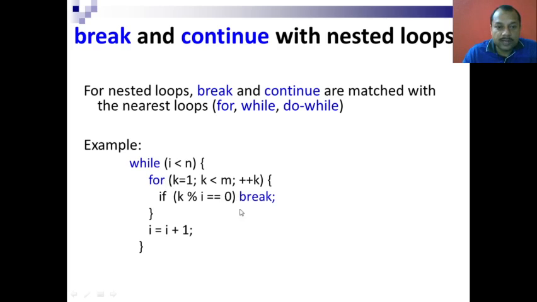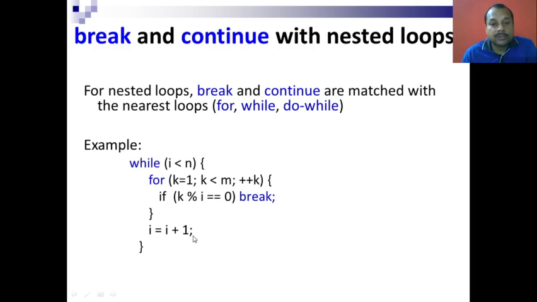So this break will come out from here to this position, and then after this break, i equals i plus 1 will start executing. If this condition is not evaluated as true, then it will go back to the for loop and the for loop will keep on going. But when this break is executed, it will come out of here and i equals i plus 1 will be incremented.